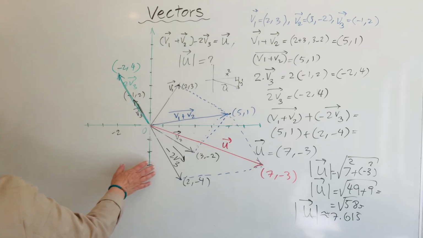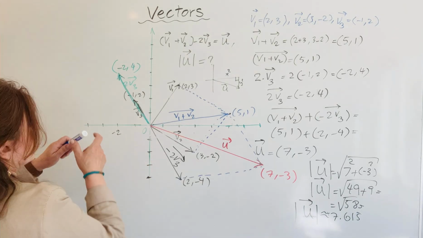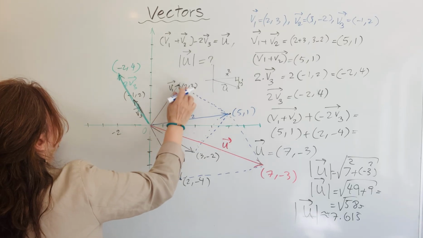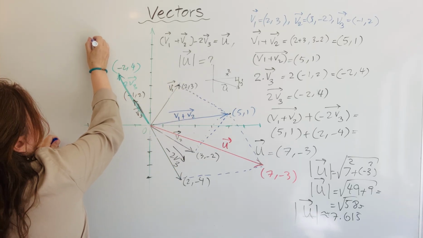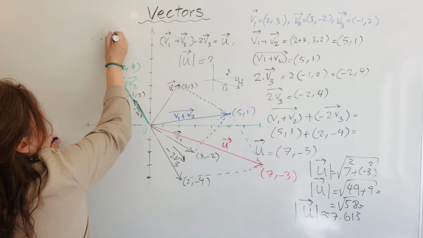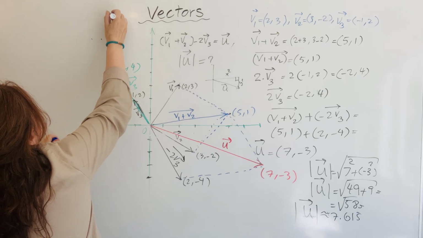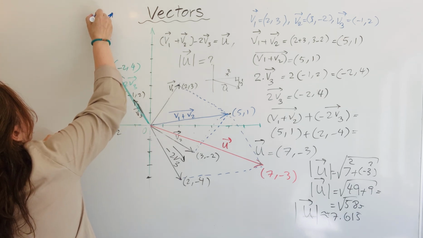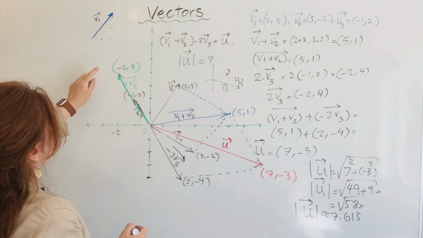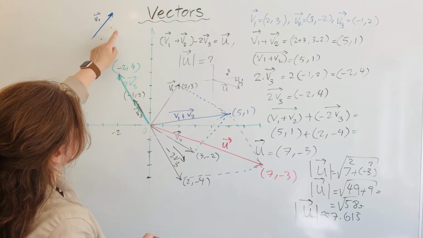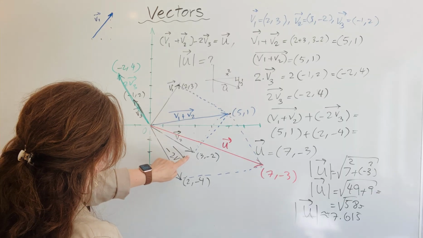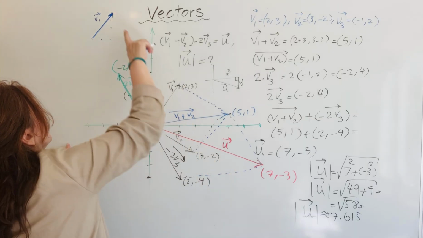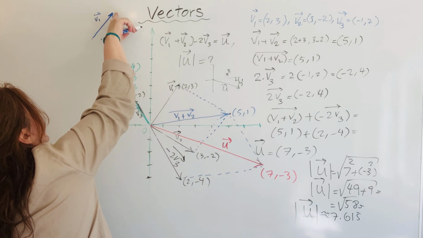If you want to show this one somewhere else, not here on the coordinate system, we can say, for example, V1 is 2, 3. Okay, 2 right, 3 up. Something like this. This is V1. How about V2? V2 is 3, negative 2. From here, not parallelogram, tail to head.